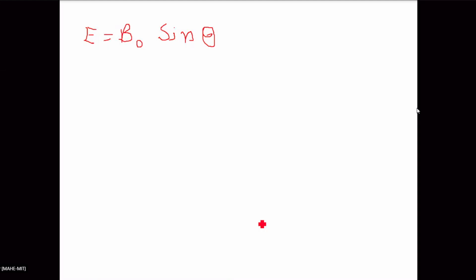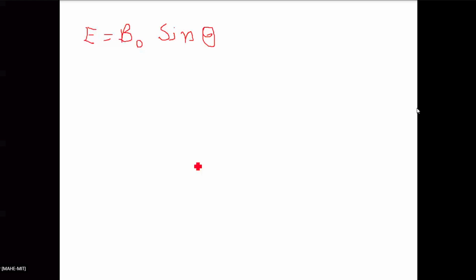B naught sin theta. So first, I said we are using spherical coordinate system. Let us draw the z-axis. Let us say this is the z-axis. So you know what is theta? Theta is, if you take this point, theta is this angle. Theta varies from 0 to 2 pi. Are you getting it?